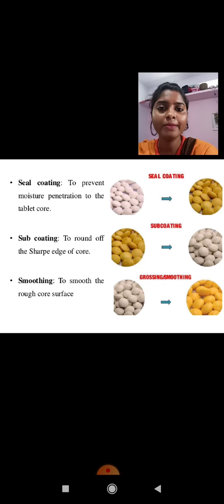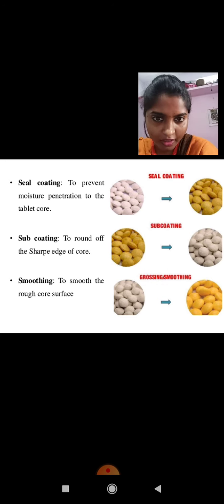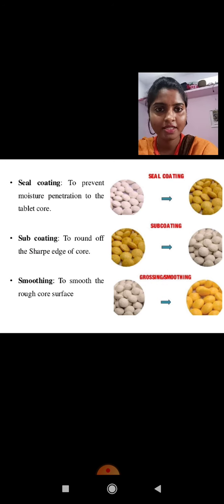What will happen without sealing? The tablet is able to accept moisture from the atmosphere. When the tablet absorbs moisture from the atmosphere, the tablet gets softened. So it is a disadvantage. To prevent the moisture penetration, we do the seal coating. This is the first step, the white color tablet after sealing.